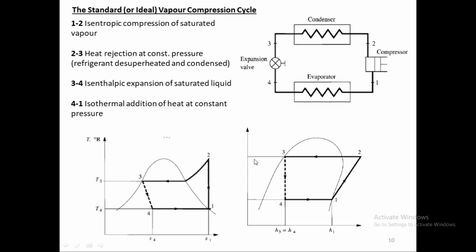The second difference is process 3 to 4. 3 to 4 is not an isentropic process, so in the TS diagram it is kind of slanted. That is, the entropy is increasing. It's an irreversible process, so entropy will increase from 3 to 4. But if you look at the pH diagram, enthalpy remains the same. Enthalpy is constant. It's an isenthalpic process. So 3 to 4 is a vertical line here. So H3 is equal to H4. We will be using it more often than not.